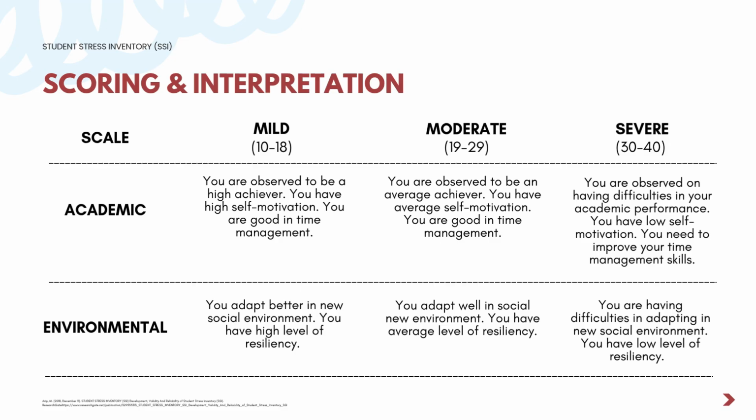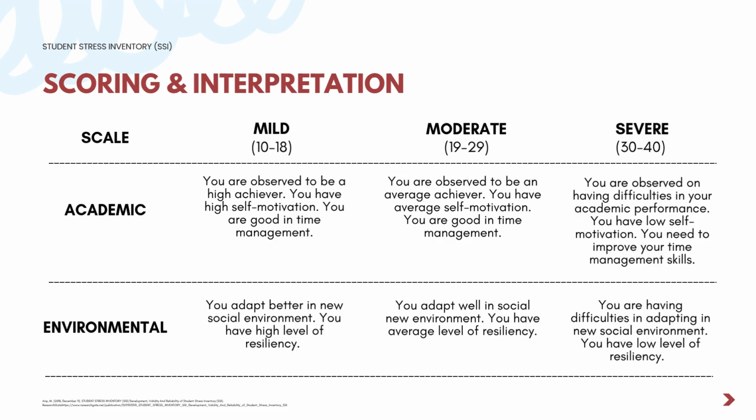A moderate score describes an average achiever. You have a baseline of self-motivation and decent time management, but you might feel the squeeze when exams or major projects pile up. A severe score signals that you are experiencing notable difficulties keeping up with your academic performance, struggling with low self-motivation, and need active support to improve your time management skills.